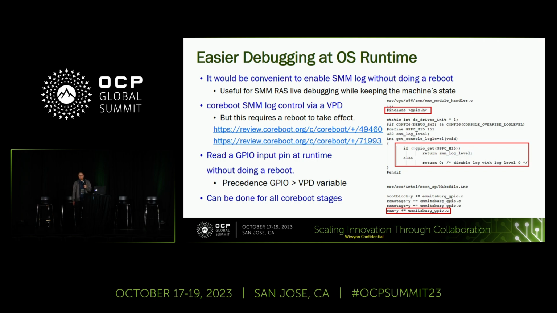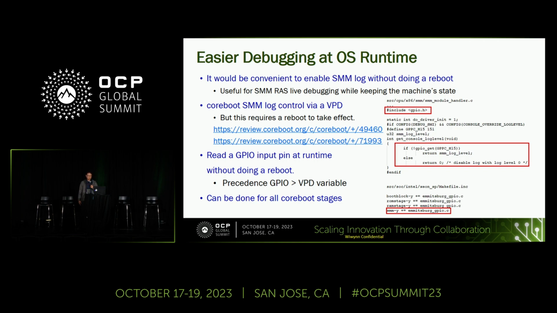Easier debugging at OS runtime. It will be convenient if we can enable SMI log without doing a reboot, because a lot of time it's useful for SMI OS live debugging while keeping the machine state. We have a coreboot SMI log control VPD that can let us turn on or off SMI log, but that requires a reboot to take effect.